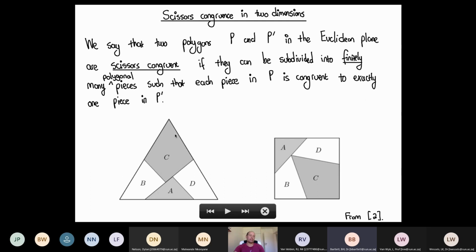This picture establishes that the triangle on the left, this big triangle, is scissors congruent to the square on the right. The reason being that you can chop up this triangle into 4 pieces, A, B, C, and D, and you can chop up the square into 4 pieces. And here we have a congruence between A and A prime, B and B prime, C and C prime, and D and D prime. So you can chop up the triangle into finitely many pieces and rearrange those pieces to form the square. It's quite an intuitive concept, and that's called scissors congruence.